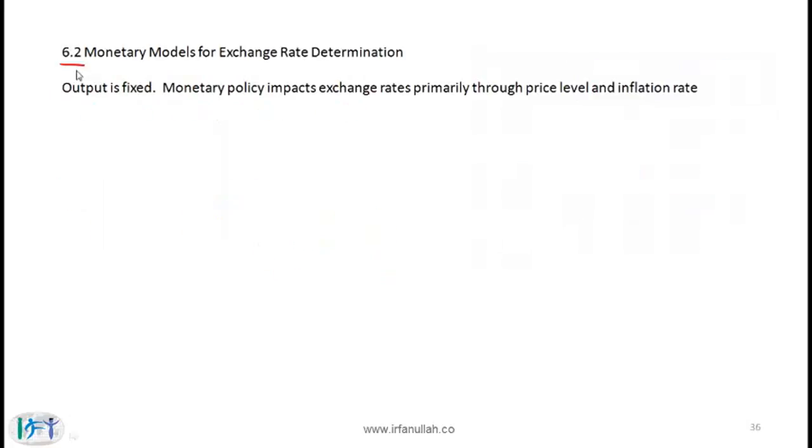Moving now to section 6.2, monetary models for exchange rate determination. In this model, we basically assume that output is fixed and monetary policy impacts exchange rates primarily through price levels and inflation. And our basis is the quantity theory of money, which we studied at level 1. The quantity theory of money basically says that the price level times output is equal to money supply times velocity.